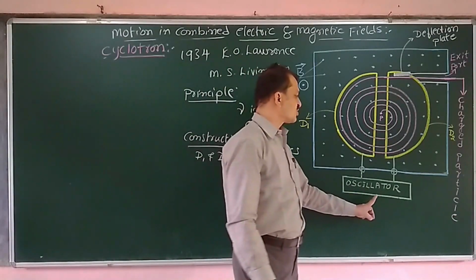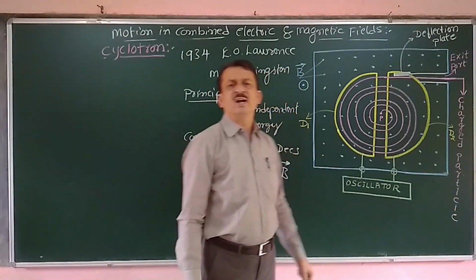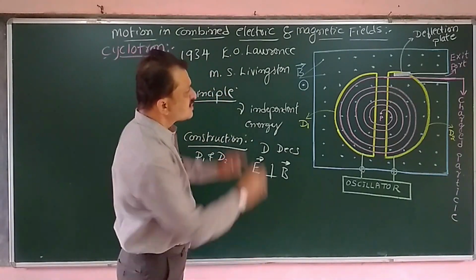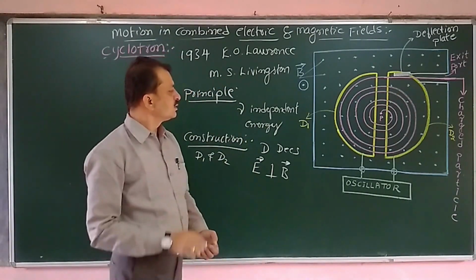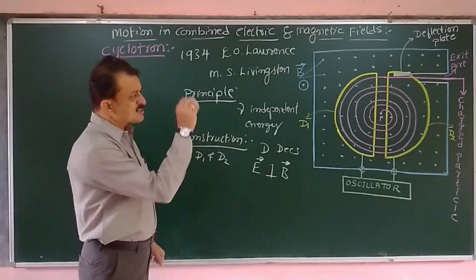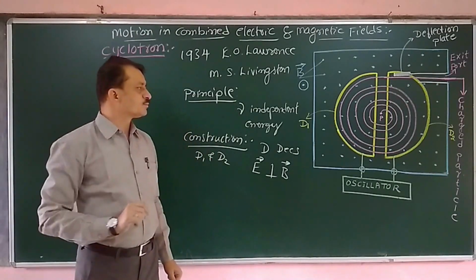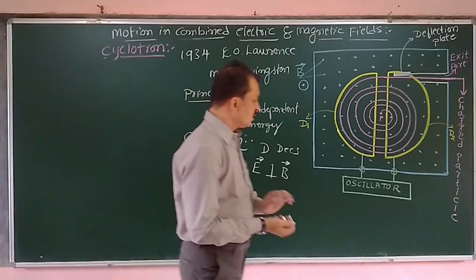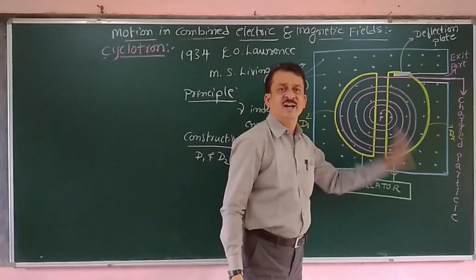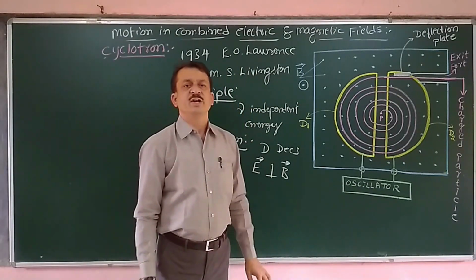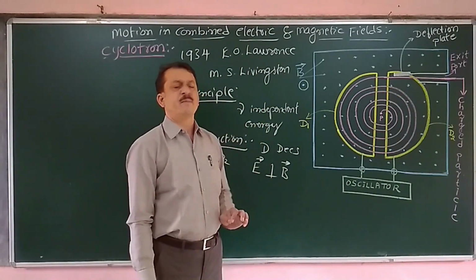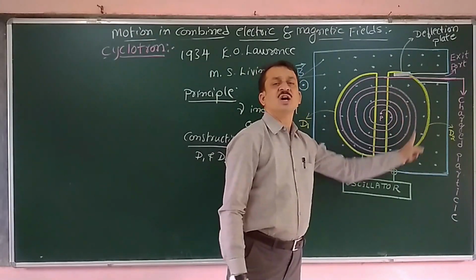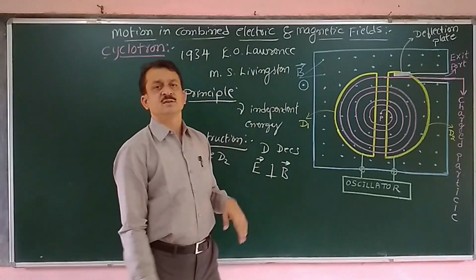Now here we have an oscillator which supplies a high voltage AC. Now this is the construction part. Now what are the requirements here? The very important requirement is the frequency of the oscillator. It should match with the frequency of revolution of the charged particle.